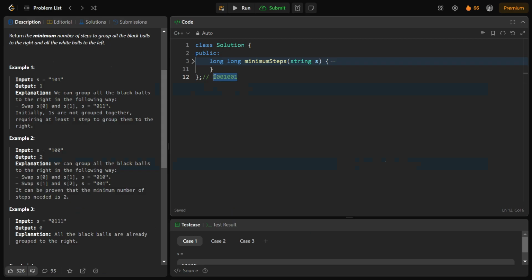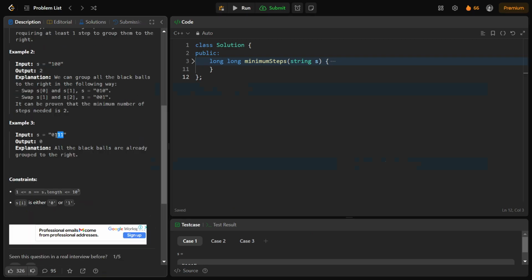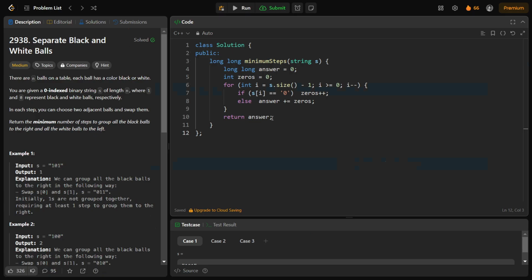So that gives me the idea, and it's quite straightforward, obvious after looking at this. Look at this, all the ones are at their correct position, so output is 0. So drum roll, and this is the solution.